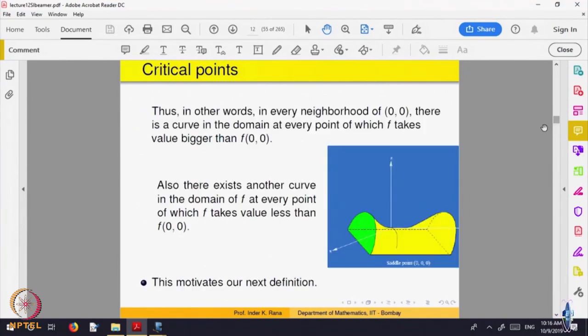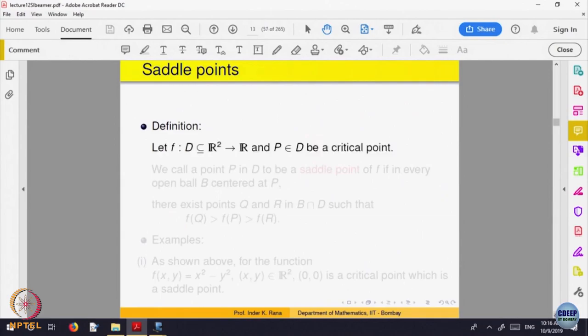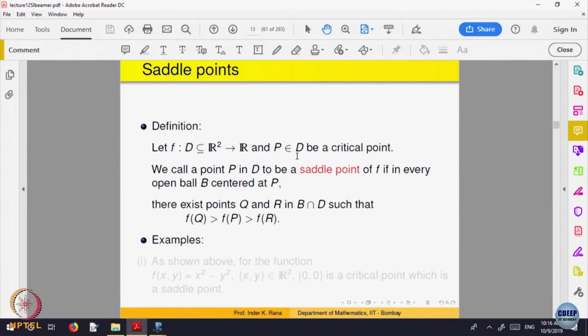This is what a saddle looks like, a better picture, so you can have a look. If you go along this, there is a maximum, and along this there is a minimum, so that is a saddle point. Once again, the definition: a point P belonging to the domain is a saddle point if there is a point where the value is bigger than the value at that point, and also there is a point where the value is smaller.